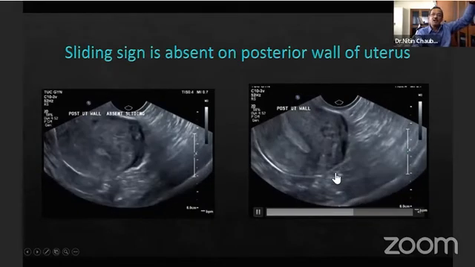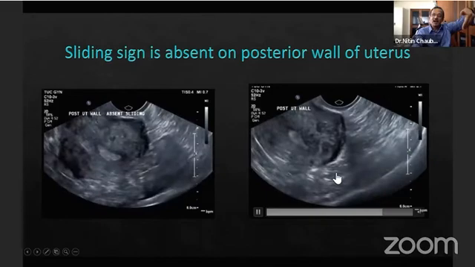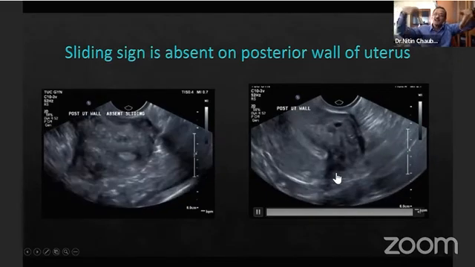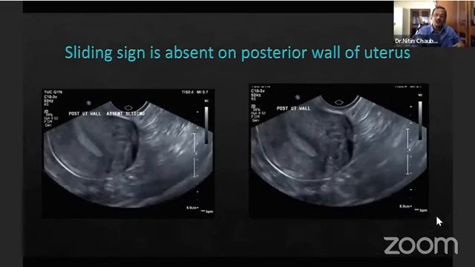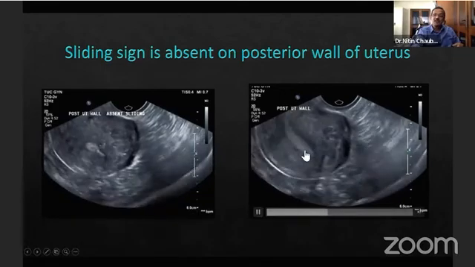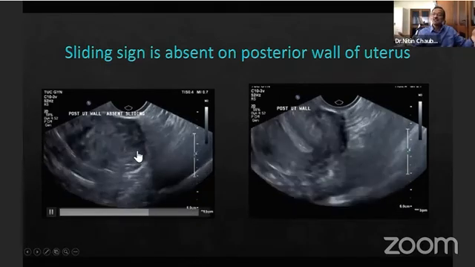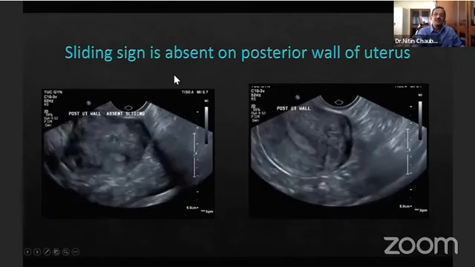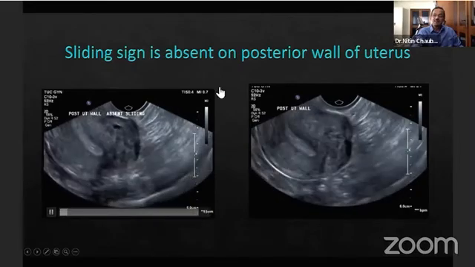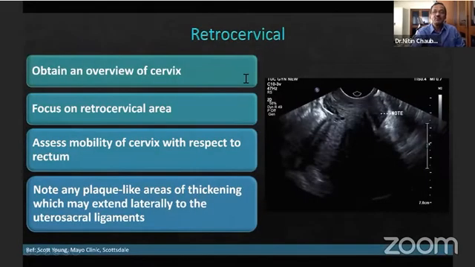So what I'm doing now is putting my hand from the top and then trying to push the uterus from one side, and with the probe trying to push the uterus again and trying to see. And as you can see, this uterus is almost static. It is not moving at all, telling us again that this sliding is absent on the posterior wall of the uterus. This is a very, very important sign.